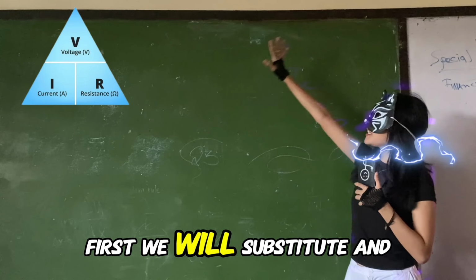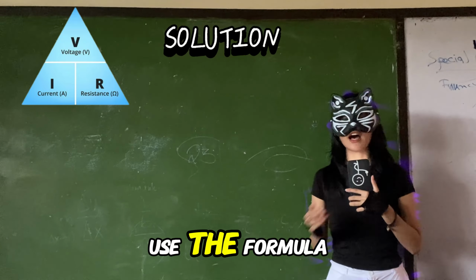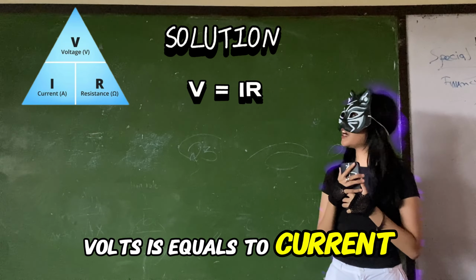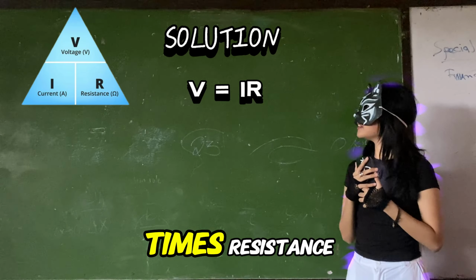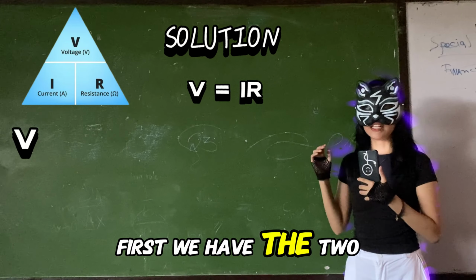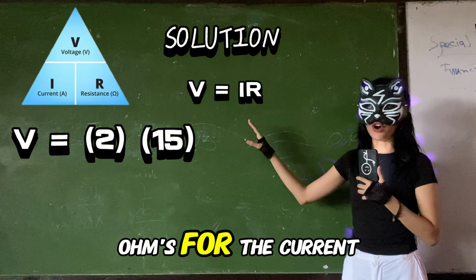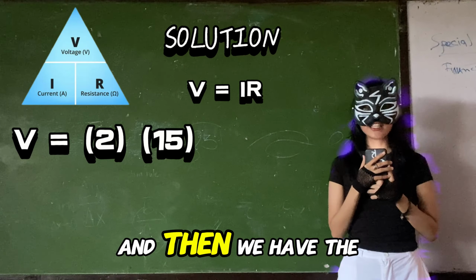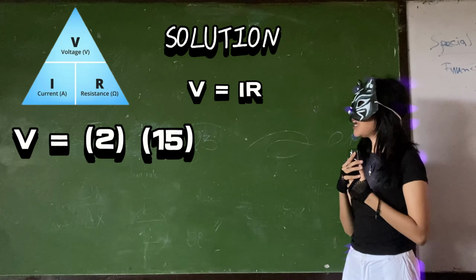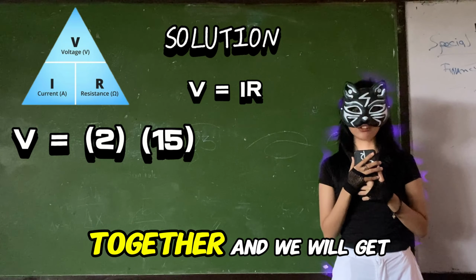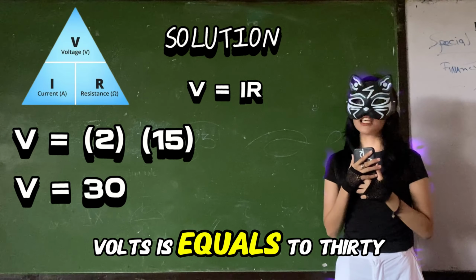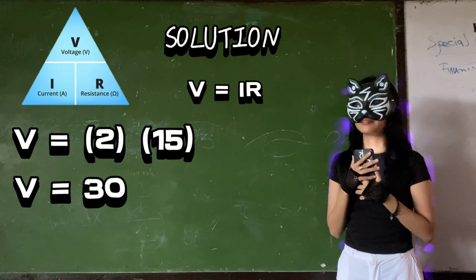First, we will substitute and use the formula volts is equal to current times resistance. First, we have the 2 ohms for the current. And then, we have the 15 amperes for the resistance. We need to multiply these together and we will get the answer. Volts is equal to 30.